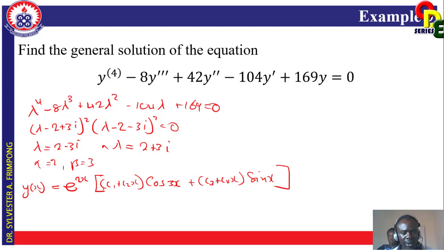And what we do here is that since it's repeated, we have multiplicity of 2, we apply the method that we learned from the repeated roots, where the constants are all multiplied by x.